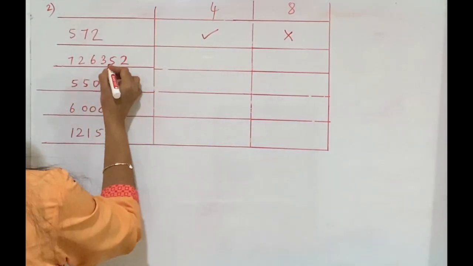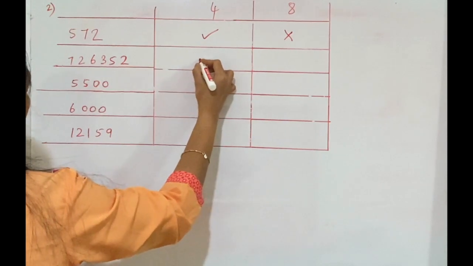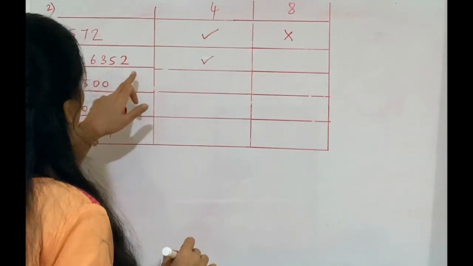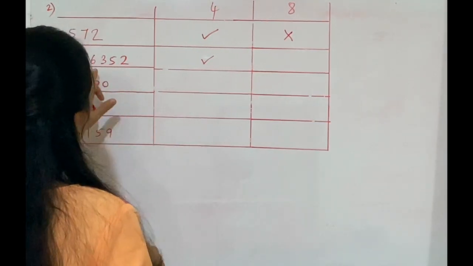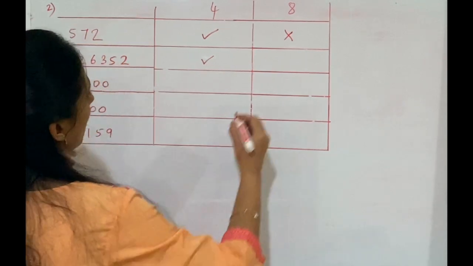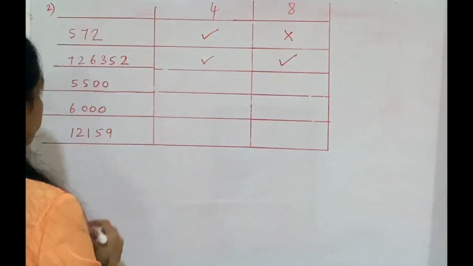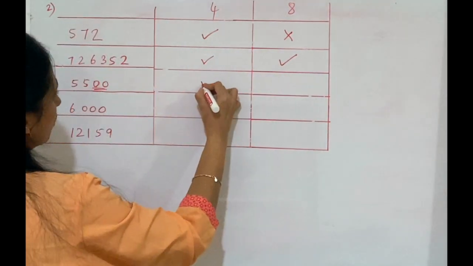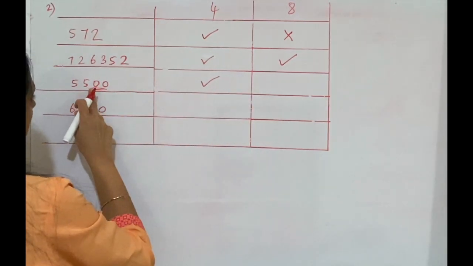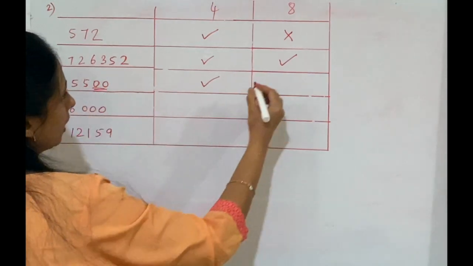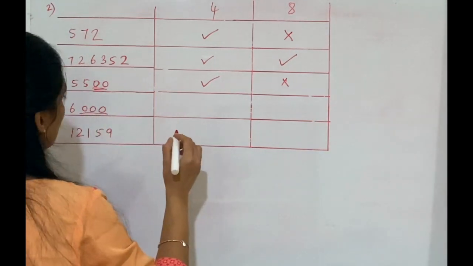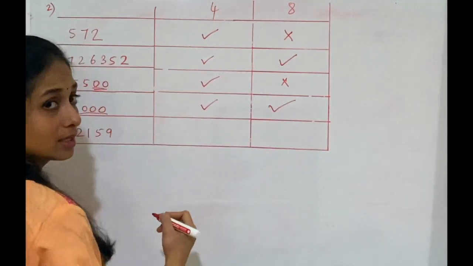Okay, what about this? 52 is divisible by 4, yes. What about 352? 4 times is 32. 3 and 2 again. Yes, it is divisible by 8. The last two digits here are 0, 0. So it is divisible by 4. What about 8? 6 8s are 48. So 2 and 0, 20. No, 20 is not divisible by 8. The last three digits are 0, 0, 0. So it is divisible by 4 and 8.